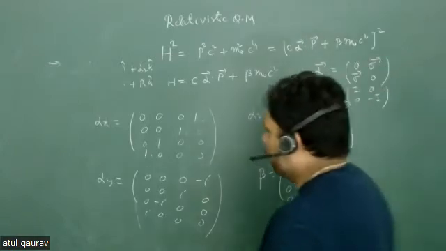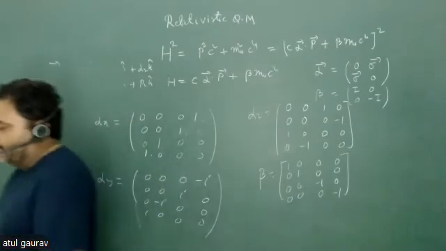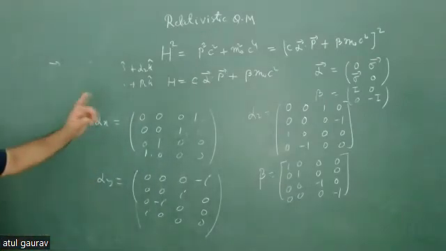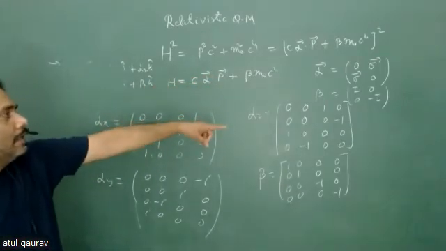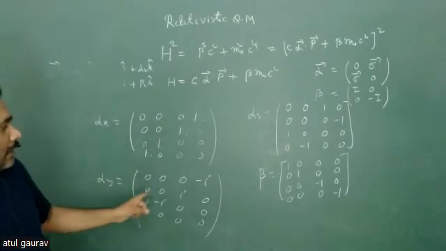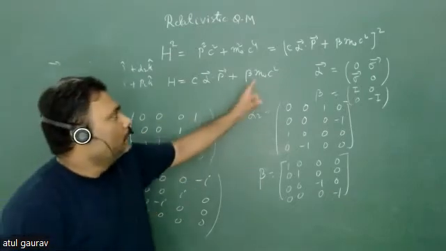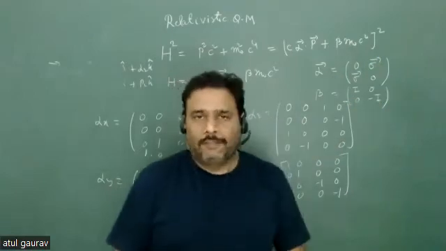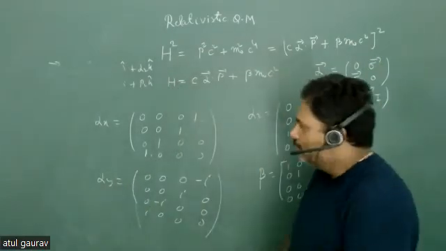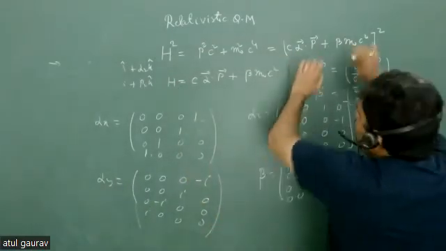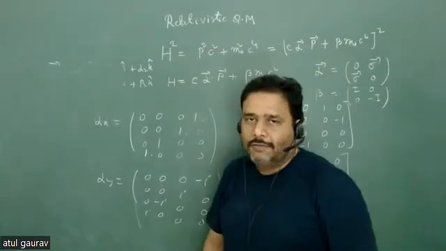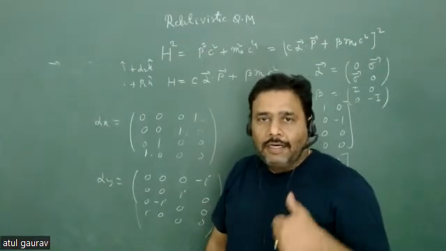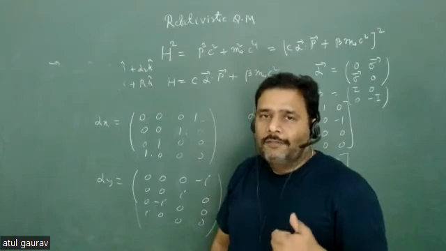So these alpha x, alpha y, alpha z are basically the alpha x, alpha y, alpha z which will satisfy this equation. Are you getting my point? So this thing is going to satisfy this equation. This is very interesting. Are you okay? Yes sir.